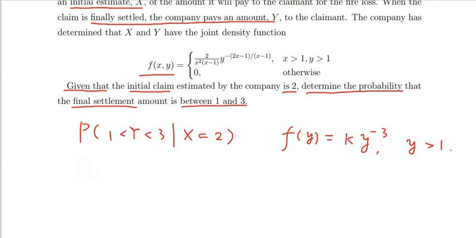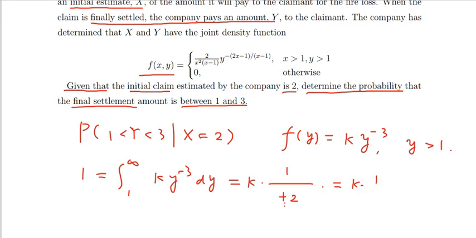So we can find k. We know the total probability from 1 to infinity of this density function dy is what we integrate. This integration gives y to the negative 2, and negative 2 becomes positive 2, so this is just equal to k over 2. The integral is a half, so we find k equals 2.